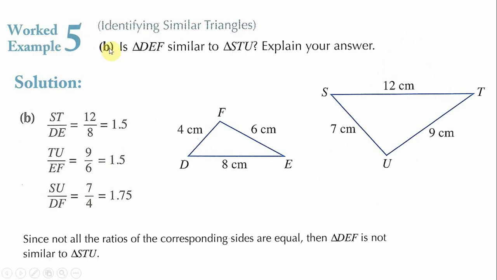Worked example 5, B part. In this part we have to prove whether these two triangles are similar or not.